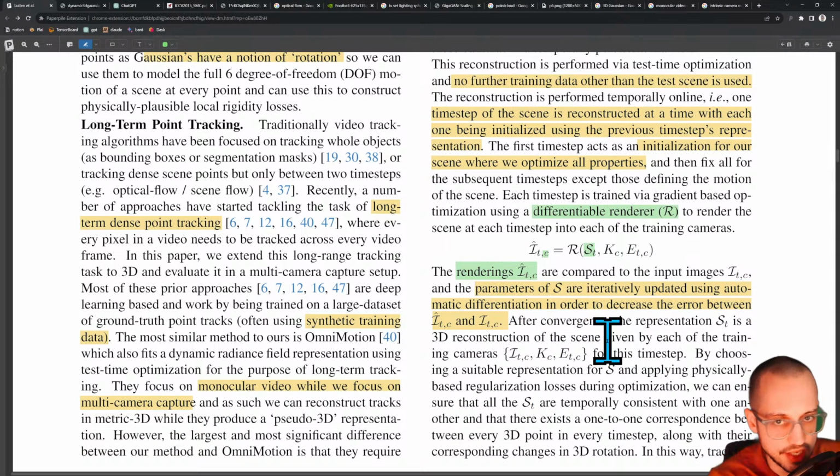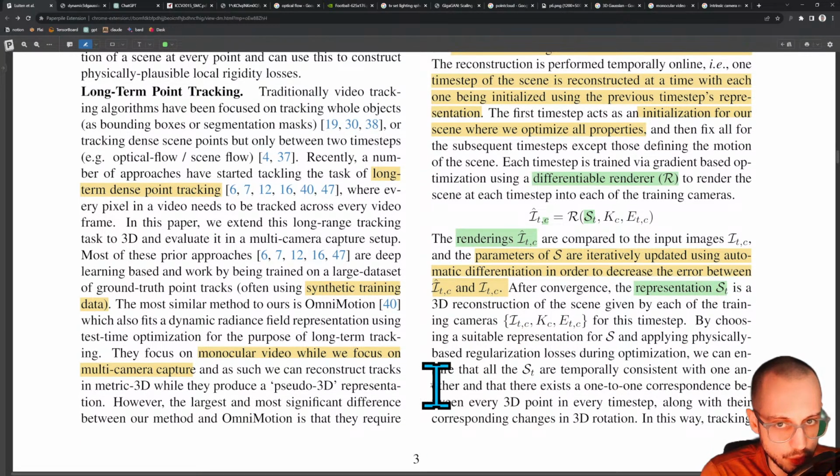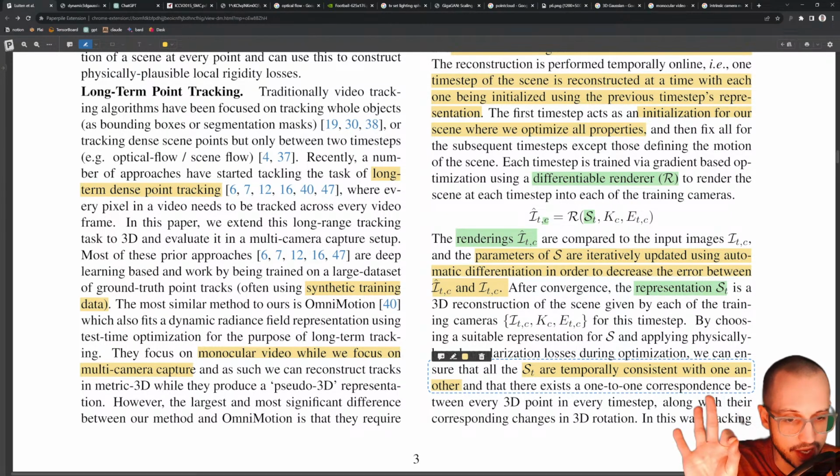After convergence, the representation S_t is a 3D reconstruction of the scene given by each of the training cameras. There you go. So what is S_t going to actually be? It's going to be basically this giant collection of 3D Gaussians that have some position and orientation. By choosing a suitable representation for S and applying physically based regularization losses during optimization, we can ensure that all of these S_t are temporally consistent with one another. Okay, so maybe each individual Gaussian in one S_t corresponds to the same Gaussian in the next S_t.